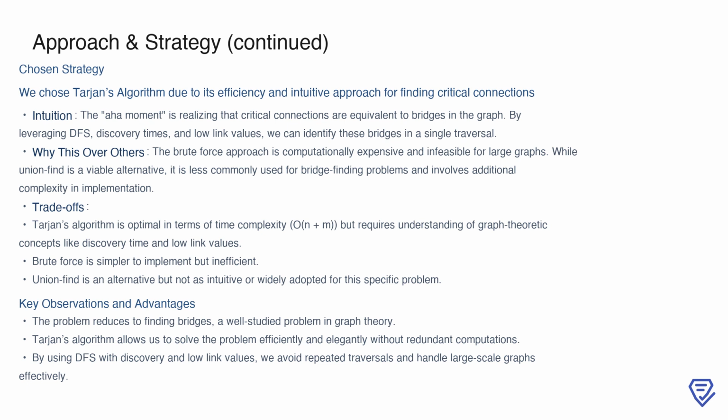When comparing strategies, the brute force method, while simpler to understand, is computationally prohibitive for large graphs. Union find with backtracking is another option, but it is less intuitive and involves added complexity in implementation. Tarjan's algorithm strikes a balance by offering optimal time complexity, O(n + m), while requiring a manageable level of understanding for graph-theoretic concepts. Additionally, the problem of finding critical connections reduces neatly to the well-studied problem of identifying bridges. This reduction, coupled with the efficiency of Tarjan's algorithm, allows us to handle large-scale networks effectively without redundant computations.